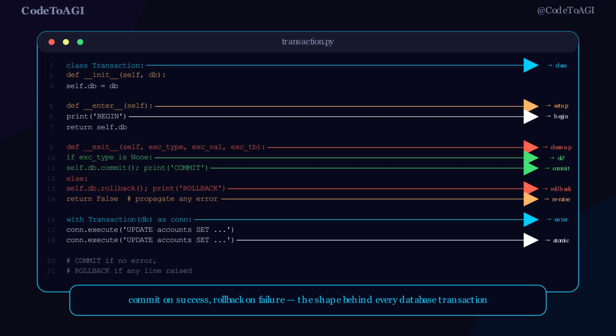Inside the with block, we run 2 update statements. If both succeed, we commit. If either raises, dunder exit rolls back first, then lets the error continue. This commit or rollback shape is exactly how database transactions, batch writes, and multi-step operations protect themselves from partial failures.